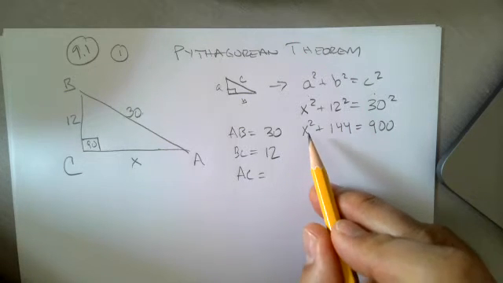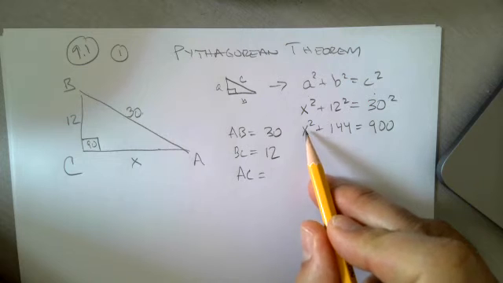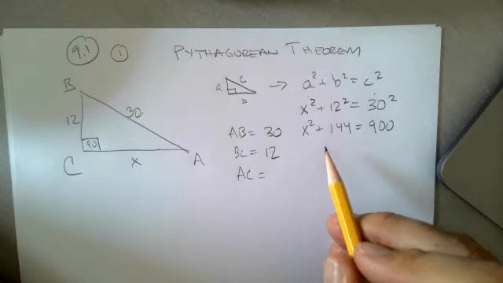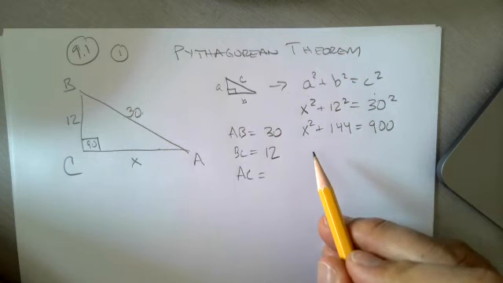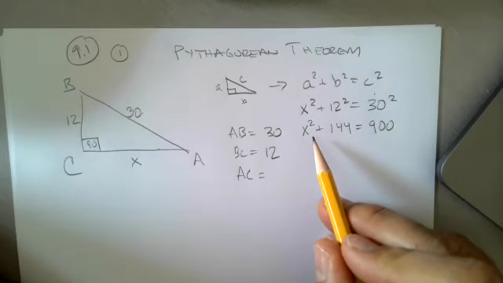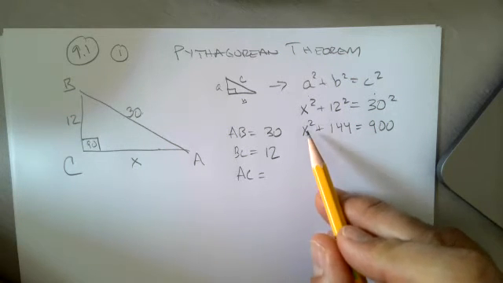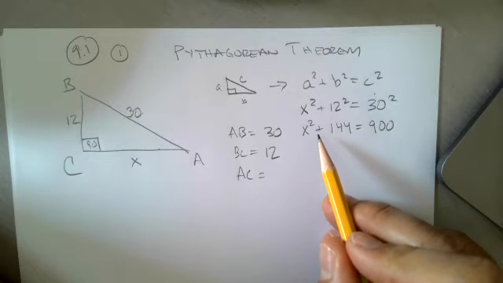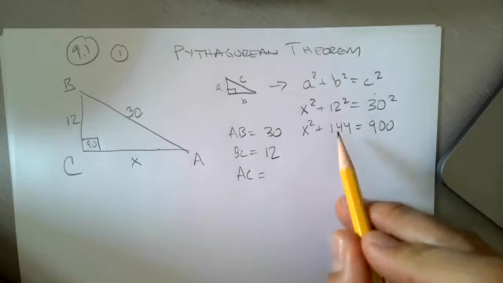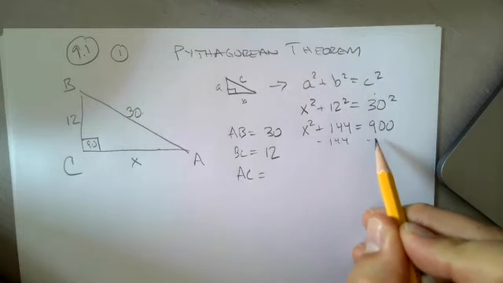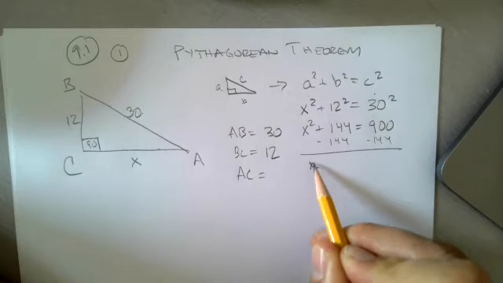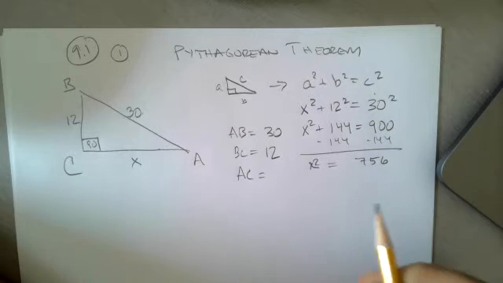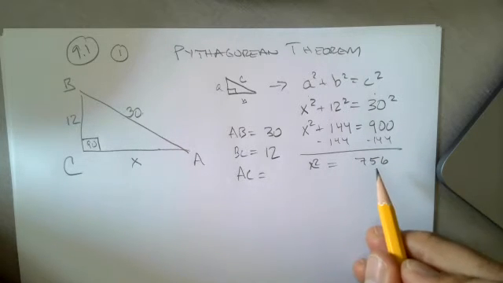Right now, what's being done to x? It's being squared, and we're adding 144. In order to undo this, we're going to do reverse PEMDAS. When you solve a problem, you do reverse PEMDAS. So instead of doing multiplication or exponents early on, we're going to get rid of the addition. The way we undo addition is subtraction. And now we've got x squared equals 756.